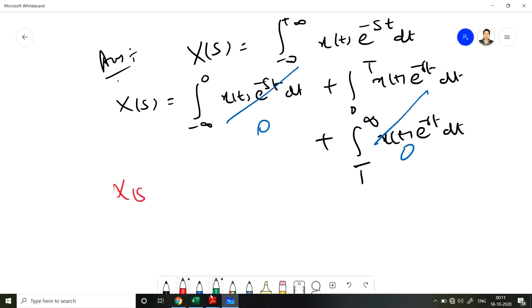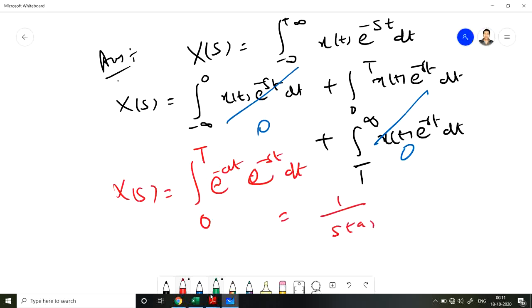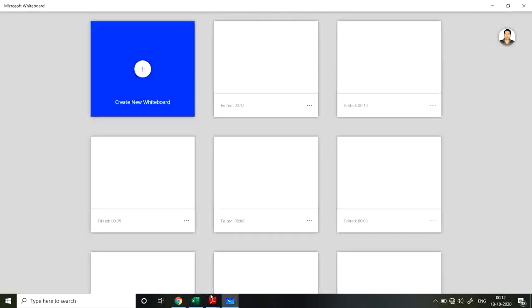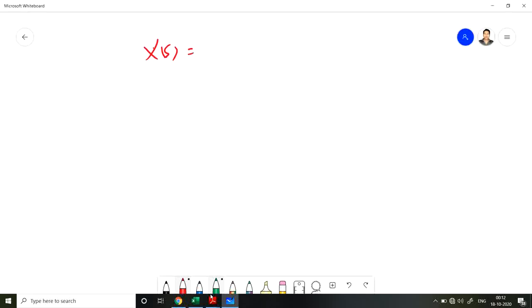So finally what we will get, X(s) is equal to the integral from 0 to T of e raised to the power minus at into e raised to the power minus st dt. So finally the solution is 1 divided by s plus a, times 1 minus e raised to the power minus (s plus a) into T. So this is our Laplace transform.